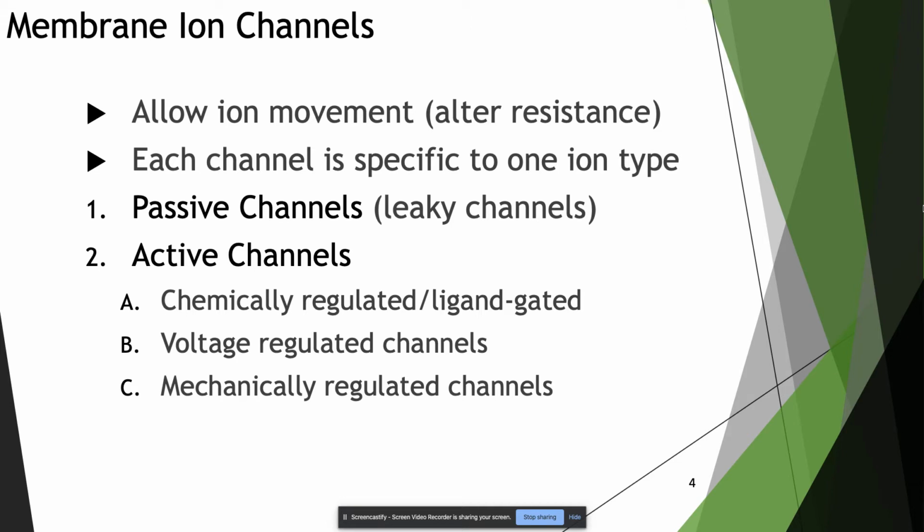Membrane channels also allow for that ion movement, and each channel is specific to one ion type, either passive channels, which can also be called leaky channels, or active channels, which have further subcategories of chemically regulated or ligand gated channels, voltage regulated channels, or mechanically regulated channels.